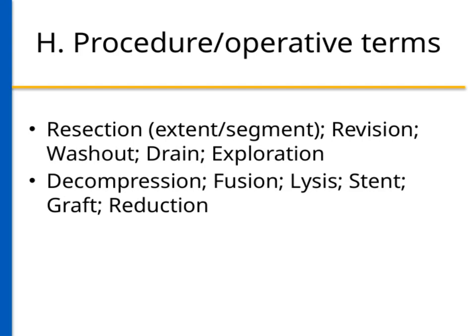Let's take a closer look at some of the key surgical terms you'll encounter during procedures. First, resection refers to removing a specific segment or part of tissue or bone, often to eliminate disease or damaged areas. Revision surgeries are performed to correct or improve previous operations, which can be necessary if complications arise or if the initial results weren't satisfactory. Washout involves irrigating a space or cavity, typically to clear out infection, debris, or fluids.